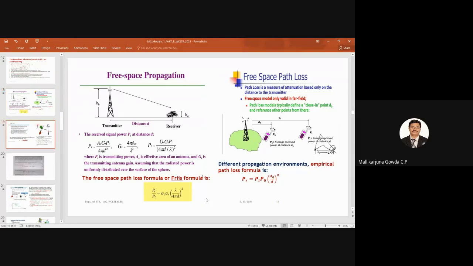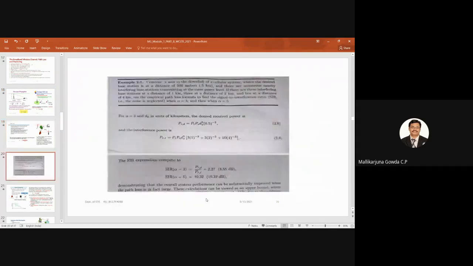Then I even discussed a problem, right? How the path loss exponent plays an important role in the signal to interference ratio. If it is large, what happens? If it is small, what happens? If the path loss exponent is large, then the signal to interference ratio will be improved. I took an example with a different number of interfering base stations with respect to the desired base station at different distances.